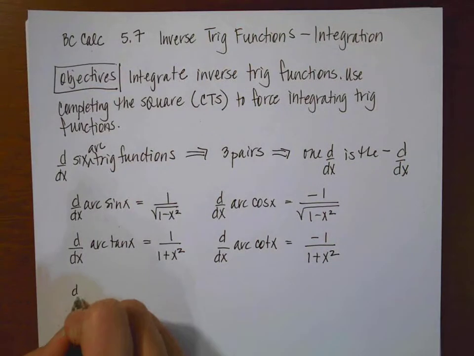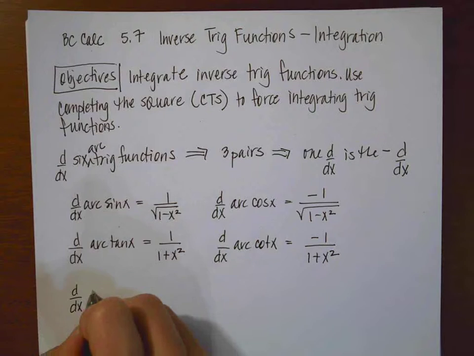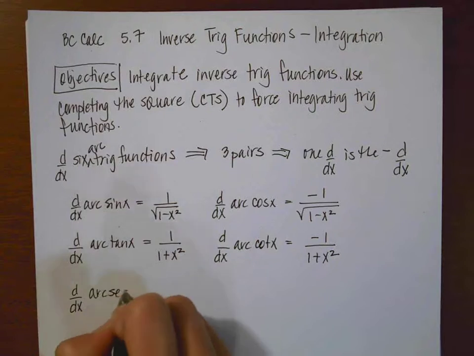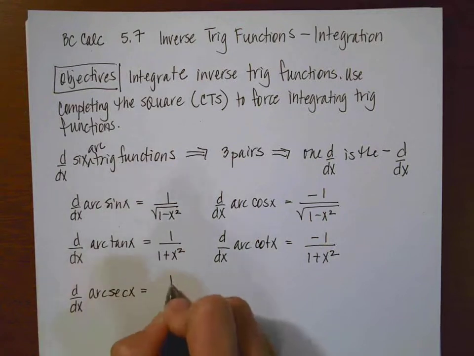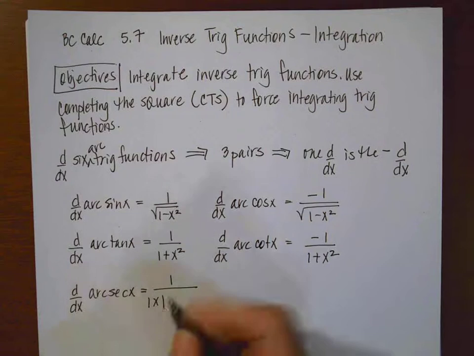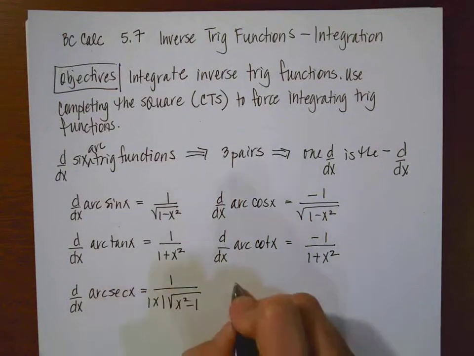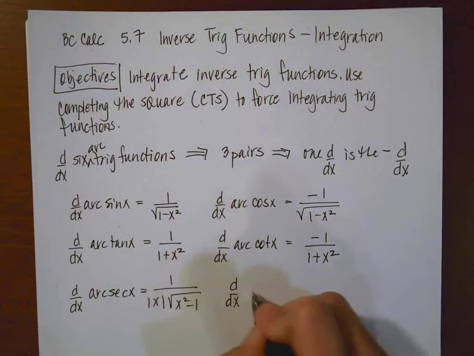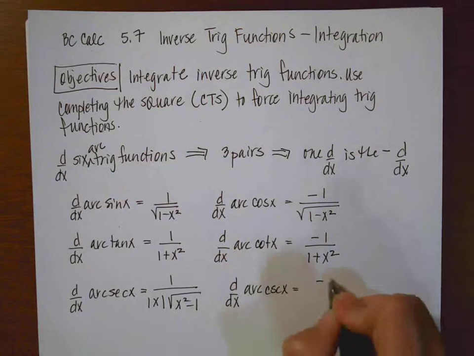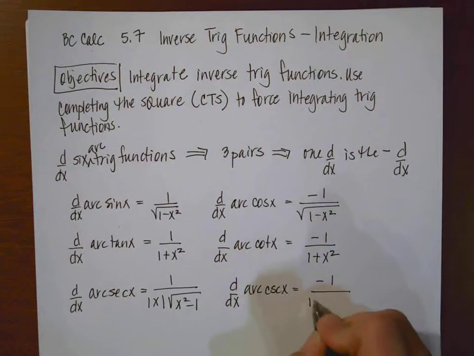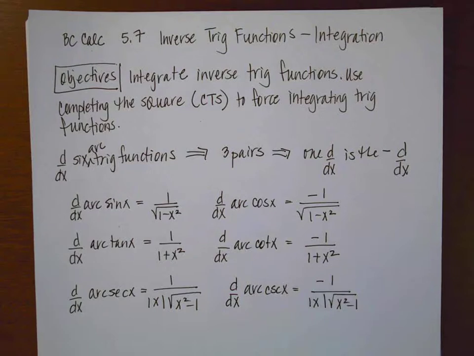And then the last pair: the derivative of the arc secant of x is 1 over, and this is the one that's really yucky, I think, the absolute value of x times the square root of x squared minus 1. Then the derivative of his buddy, the arc cosecant of x, is a negative 1 over the absolute value of x times the square root of x squared minus 1. So that's just kind of an interesting relationship to show.